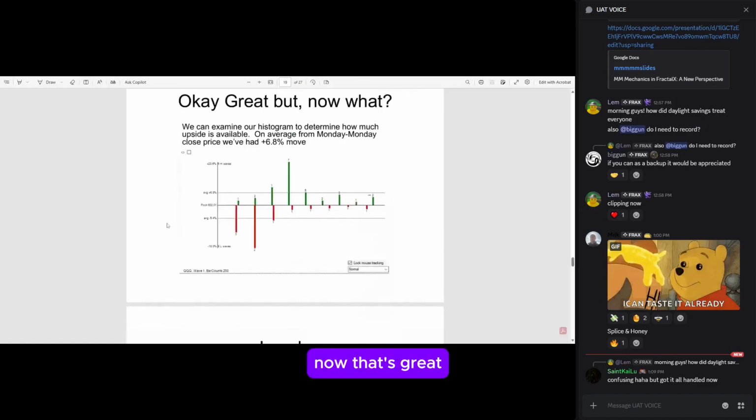Now, that's great and all, right? But how much could it go up? So when we look at the little histogram, it's showing us our wave sequences up and down, and we have an average of 6.8 up. Now the average is made up of all the little minuscule moves and the big moves. So it's just a representation of what those would be averaged together. 6.8 from that close.